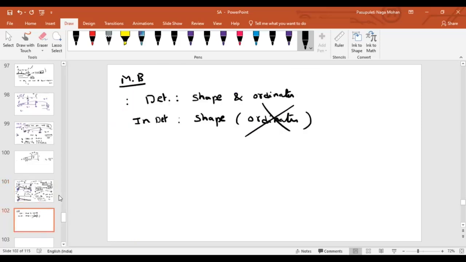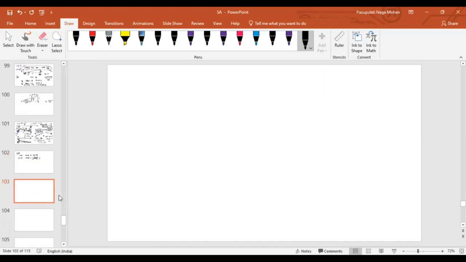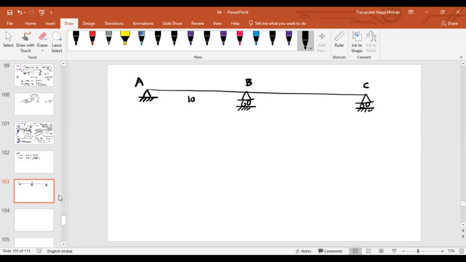Can we solve some more problems? Yes, sir, for the reactions. Later on, we have to go again for shear force diagrams and bending moment diagrams. Let me give you some simple cases. Determinate or indeterminate? Indeterminate, right? So let us assume there is a hinge here at a distance of 5 meters. Determinate or indeterminate?